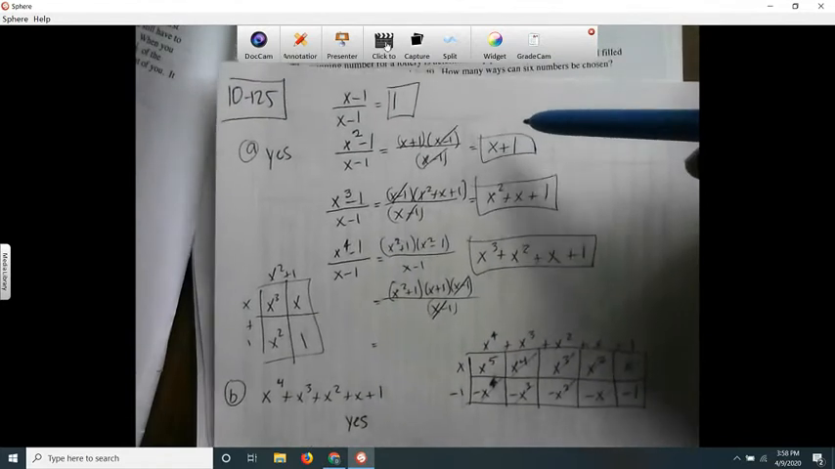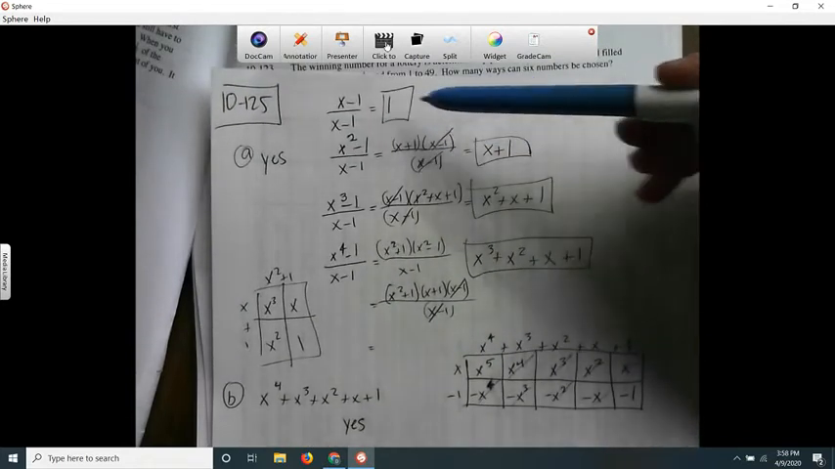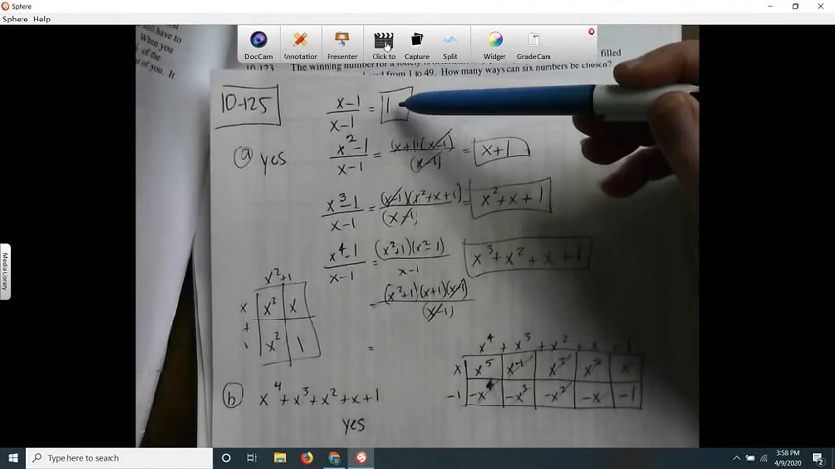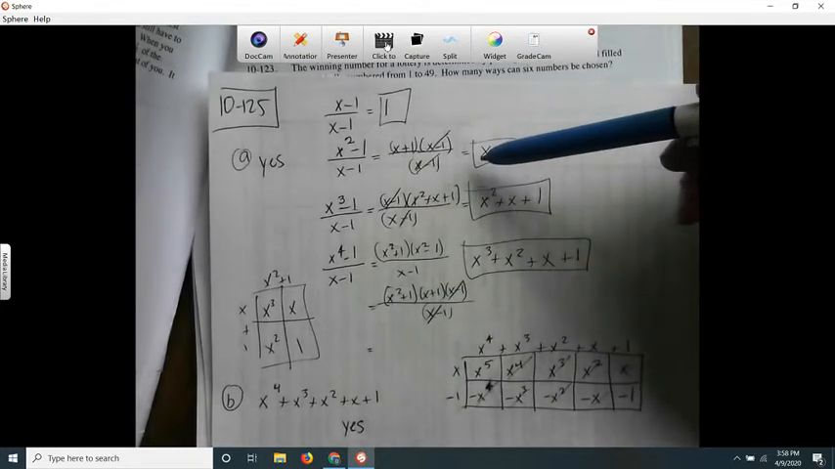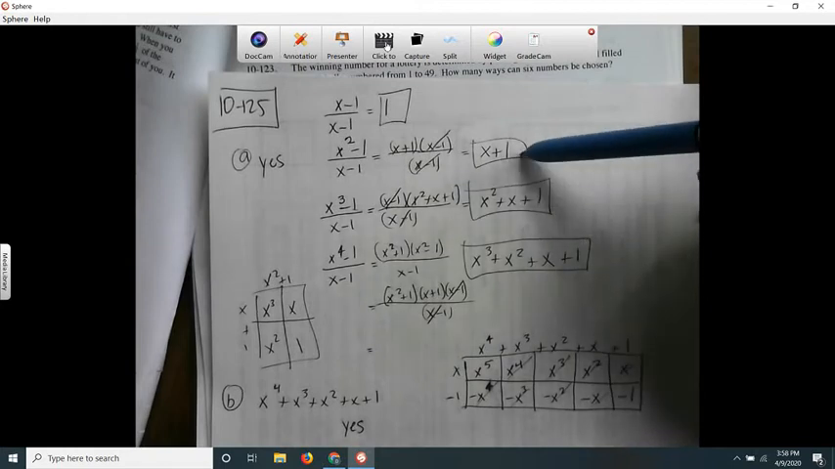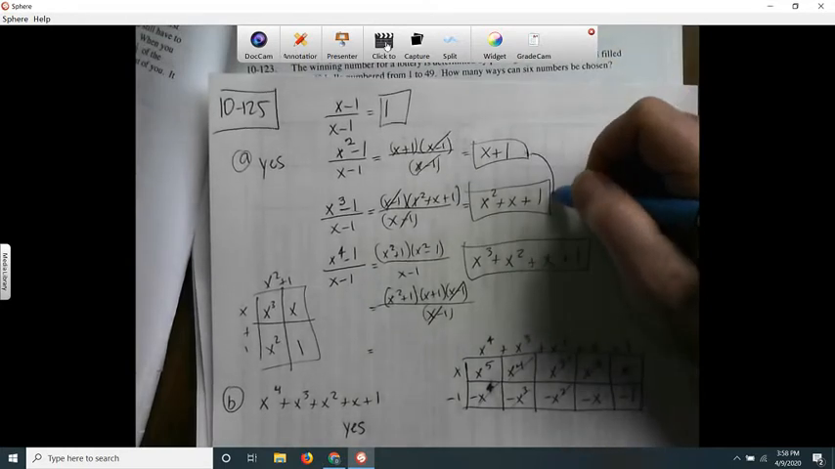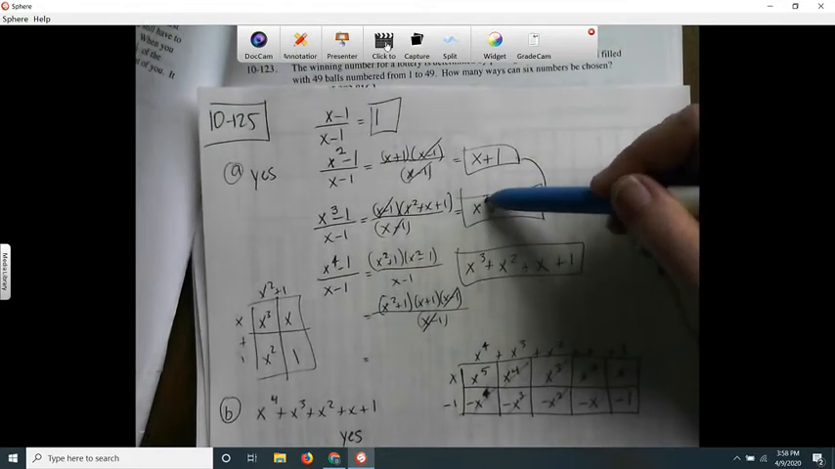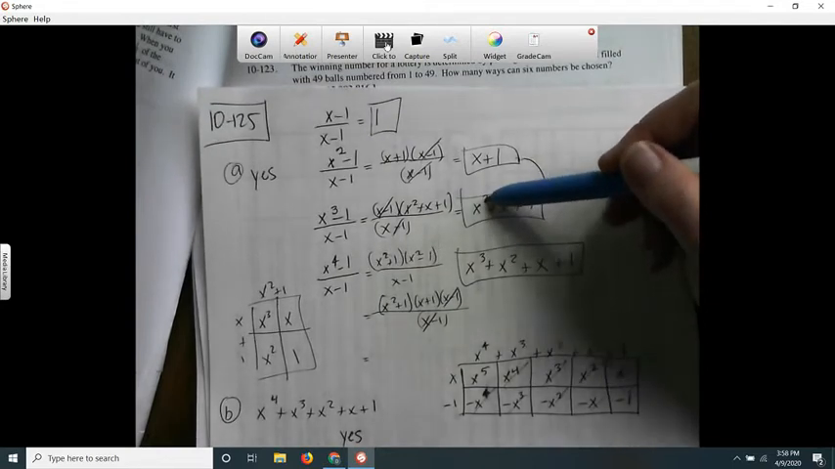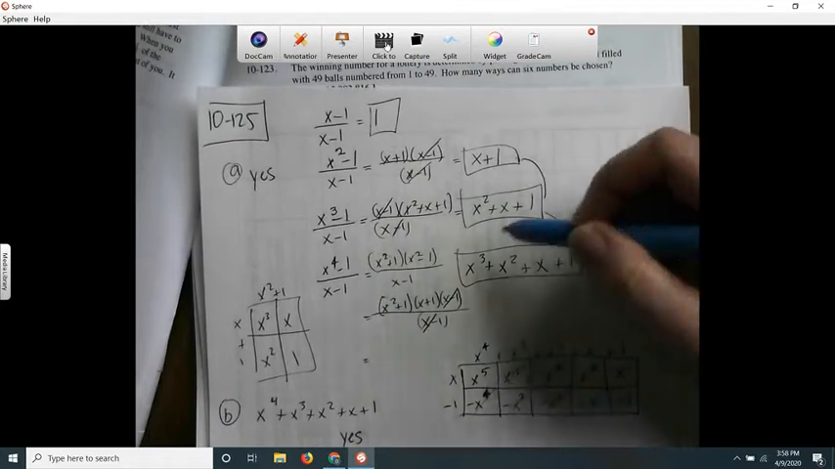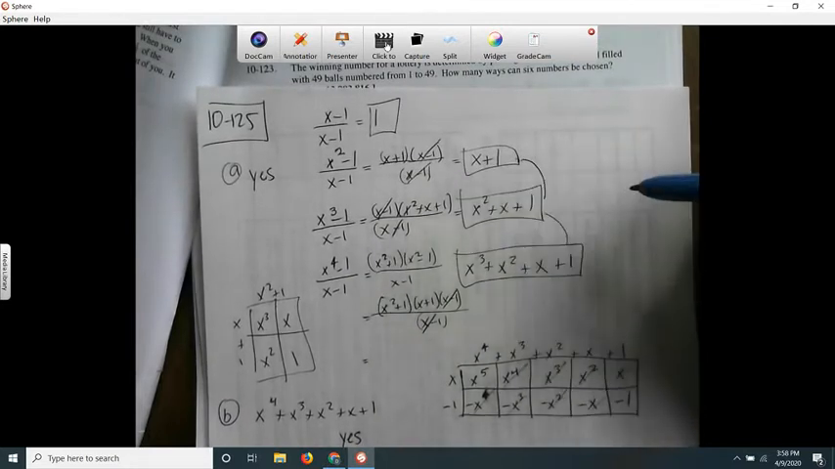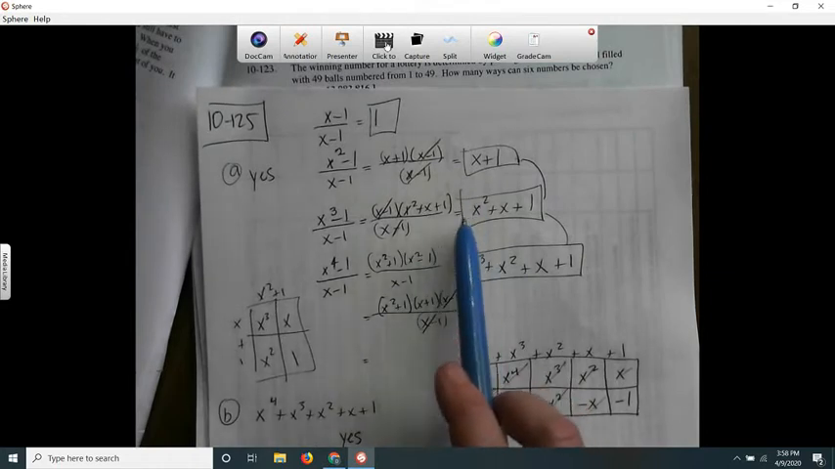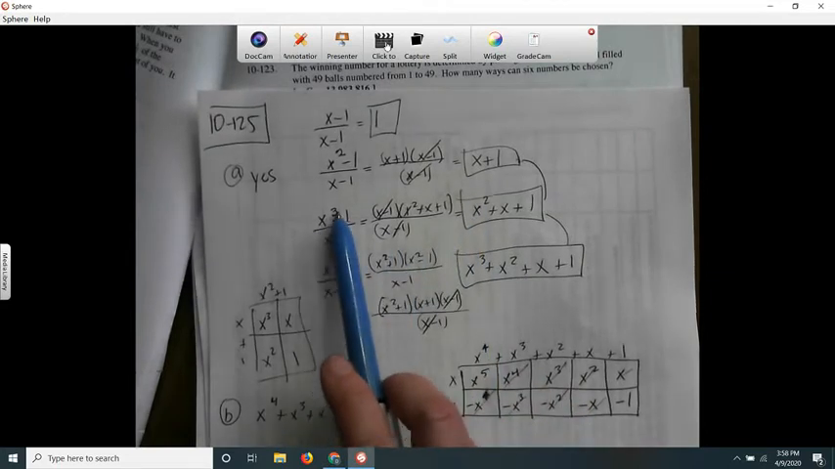I noticed that this term is just this term with an x added on to the left-hand side. Like this, it got an x squared added on to the front of it. This one got an x cubed added on to the front of it. And I also noticed that the first term is one less. Like this is x cubed minus 1.